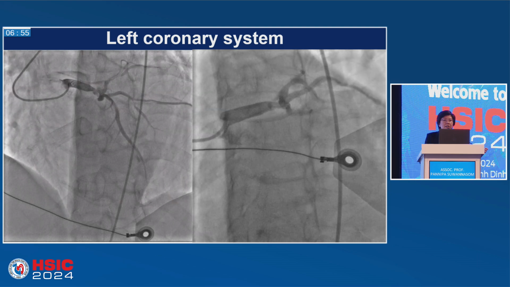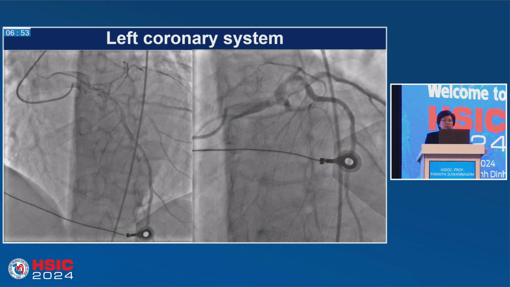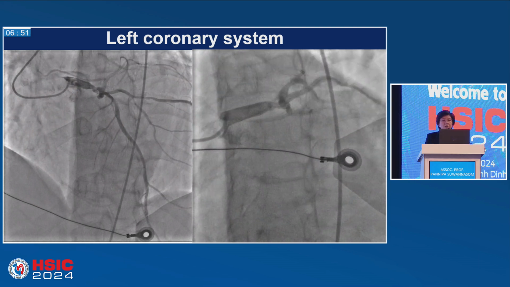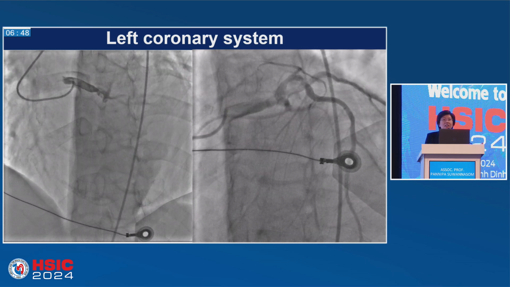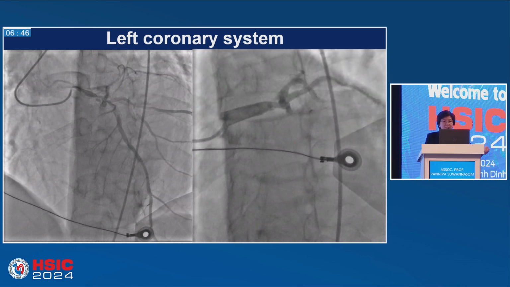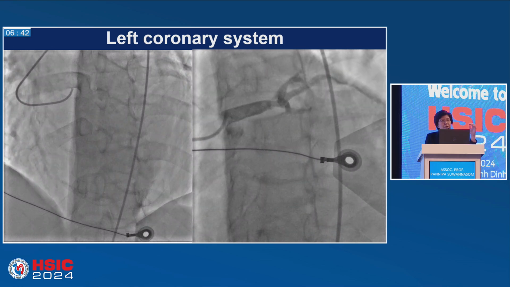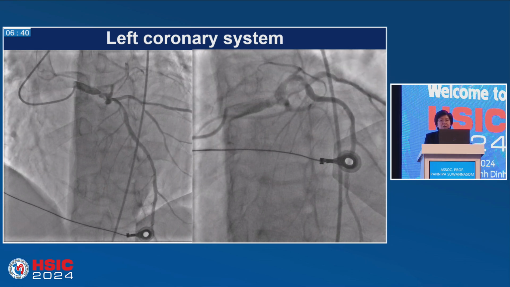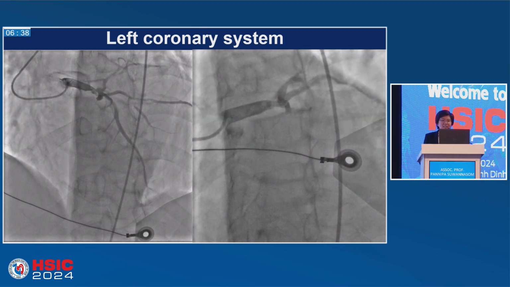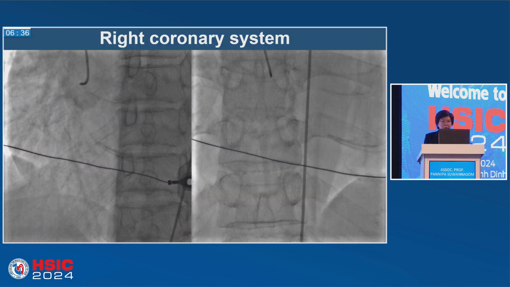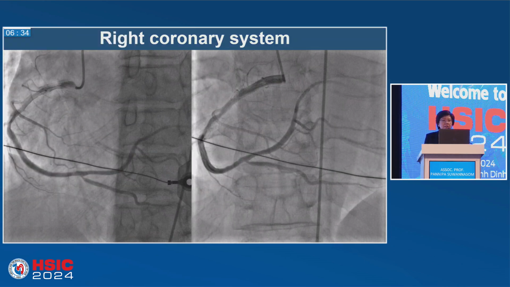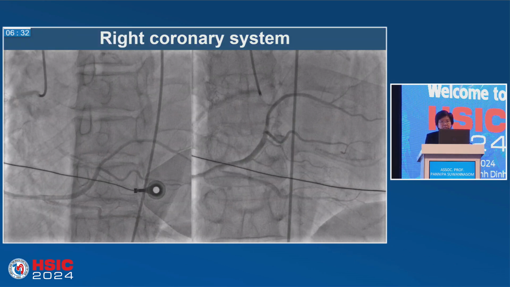And in other views, as you can see, we barely see the ostium of the LAD, the left circumflex, and also the ostium of the intermediate, which has many views, and we cannot figure out whether there is any disease in such an ostium or not. For the right coronary, it's quite okay, just a mild disease.